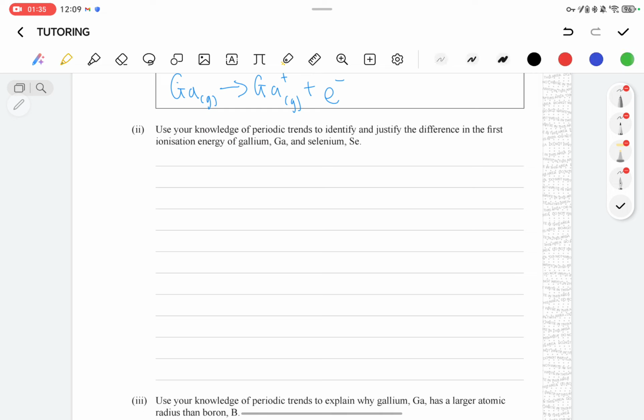First, it's good to look at our periodic table for trends, since that's really what the question is asking us to do. Selenium is here in group 16, whereas gallium is in group 13. Ga has a 4p1 configuration in its outer shell, and Se has a 4p4.